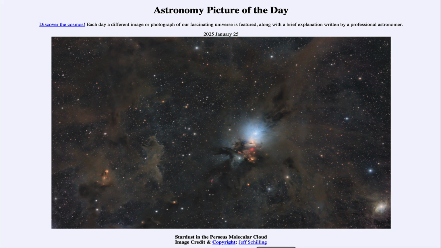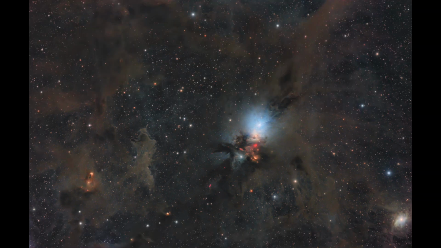Today's picture for January 25th of 2025 is titled Stardust in the Perseus Molecular Cloud. So what do we see here? Well, here we see a region of space where stars are forming, and this is known as a molecular cloud, and we see the dust area scattered around here. So that's all the fuzzy material you see there, which is what astronomers call dust.